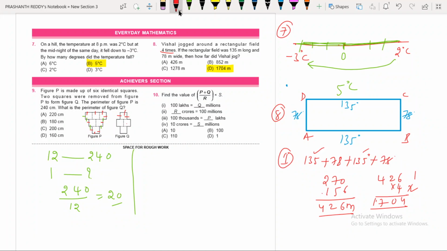1 2 3 4 5 6 7 8. 8 directly, we can find half of 9, half of 10. Therefore, if one part value is equal to 20, then 10 parts equal to how much? Simply, 200. 200 is the perimeter of the figure Q. I hope you understood. So one half side, I have taken one complete full side. Okay? So if you think in this way, then only you are going to get the full marks.